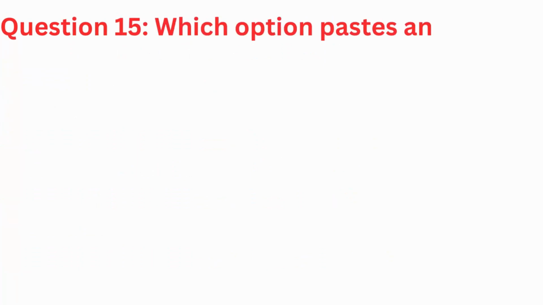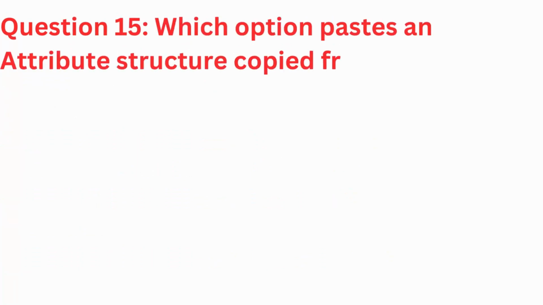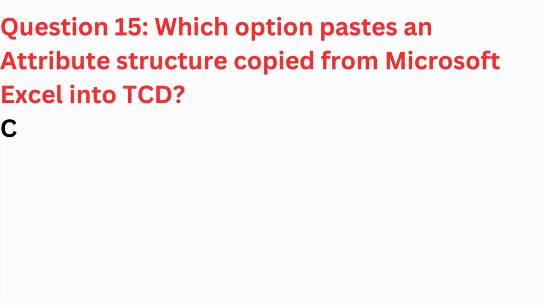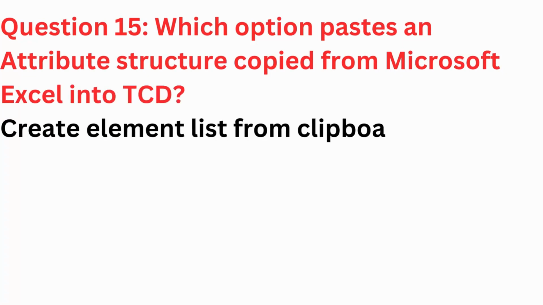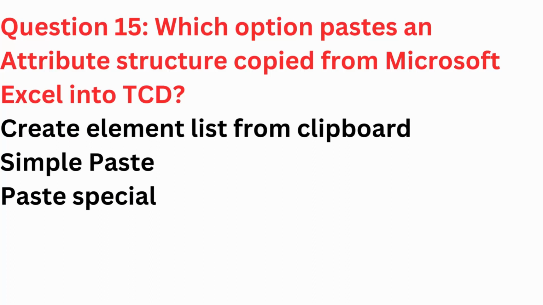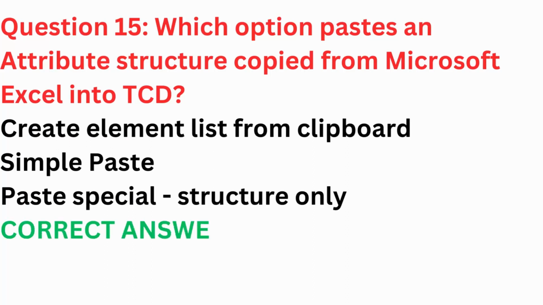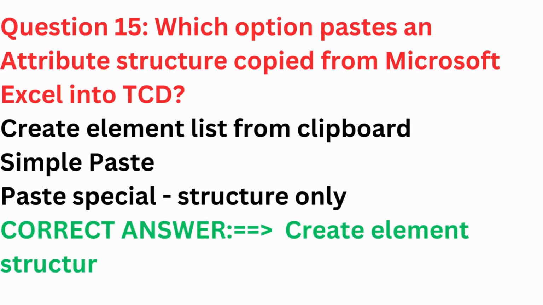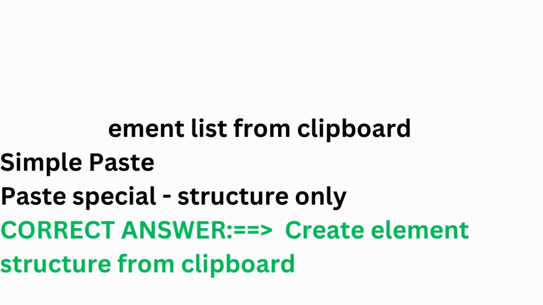Question 15. Which option pastes an attribute structure copied from Microsoft Excel into TCD? Create element list from clipboard. Simple paste. Paste special, structure only. Correct answer: create element structure from clipboard.